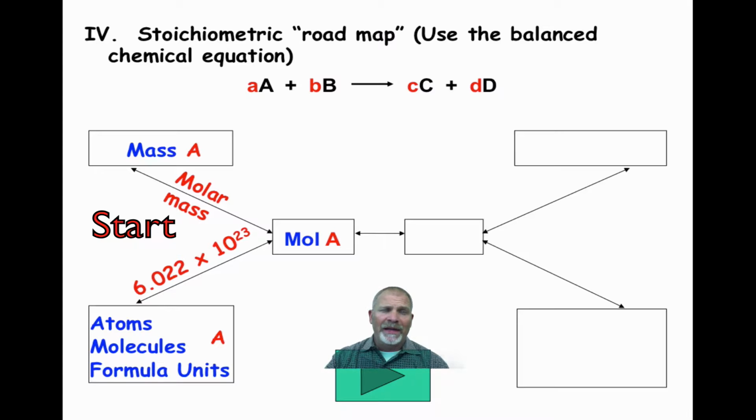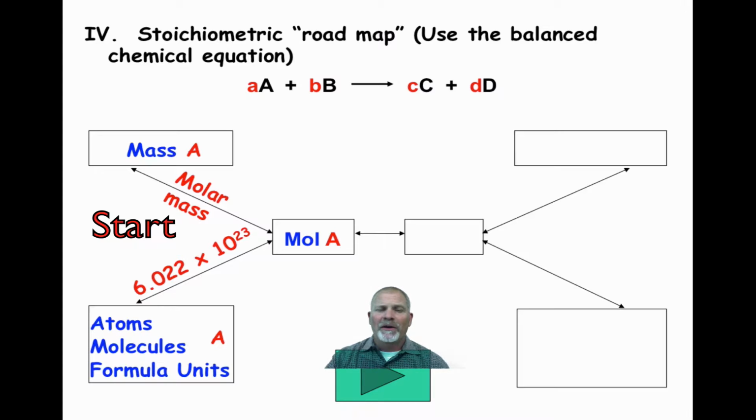If I start with mass, I have to get back to the mole, so my first step is molar mass. If I start with atoms, molecules, formula units, or particles, then my first step is Avogadro's number, because once again I have to get back to the mole. And both molar mass and Avogadro's number are equal to 1 mole.